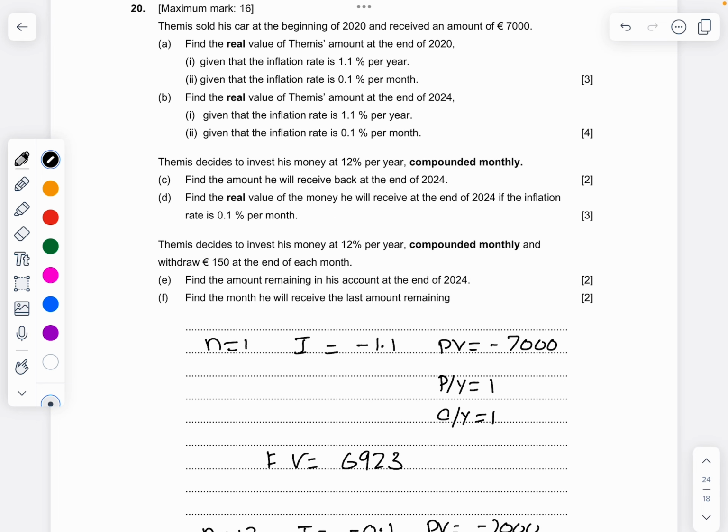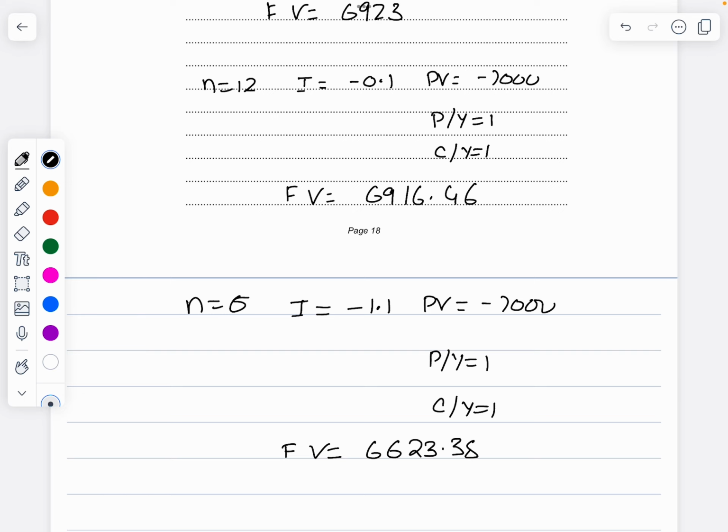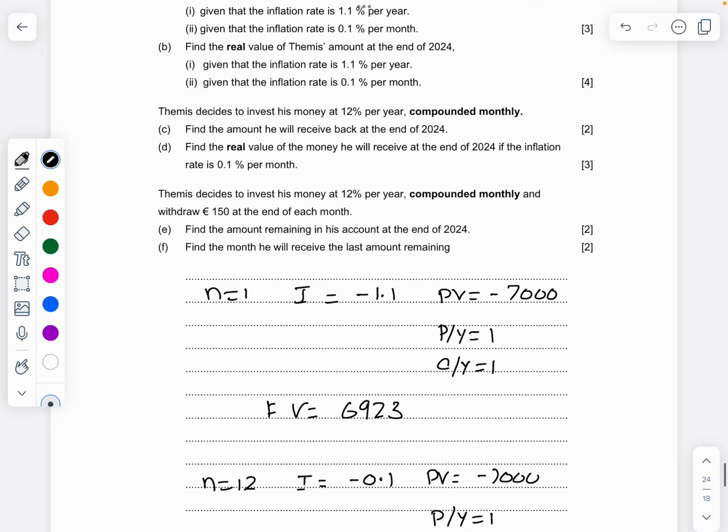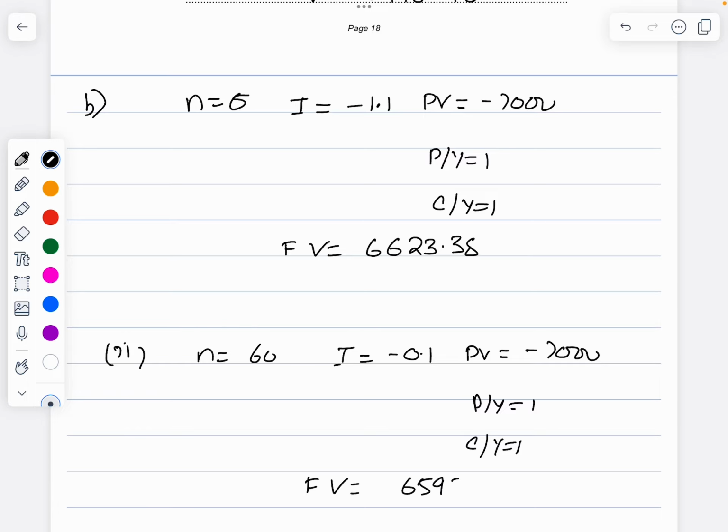Part B, find the real value of Themis' account at the end of 2024 given that the inflation rate is 1.1%. So n equals 5, inflation is minus 1.1, PV is minus 7,000, P/Y is 1, C/Y is 1. So your final value will become 6,623.38. Now, given that the inflation rate is 0.1%, n equals 60, I equals minus 0.1, principal value is minus 7,000, P/Y is 1, C/Y is 1, then the final value will become 6,592.15.